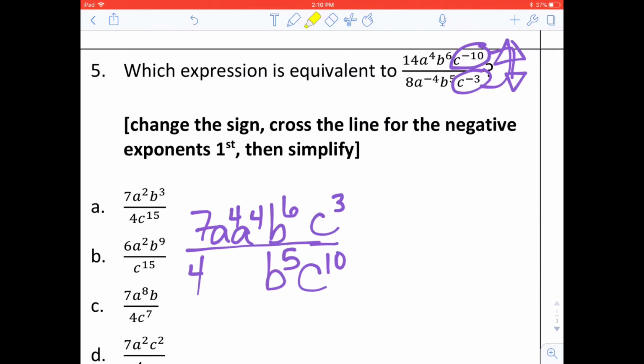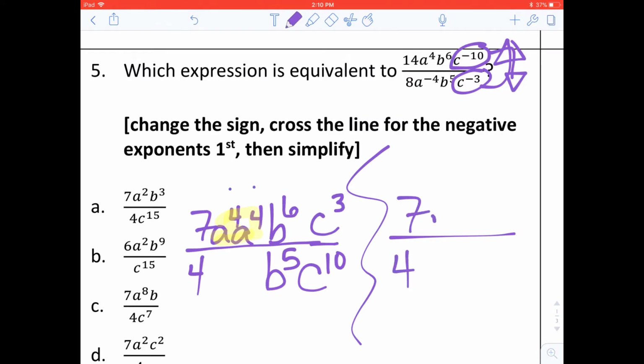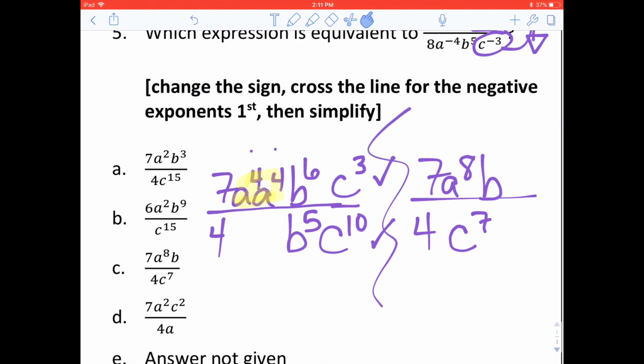Now, we need to go through and combine our a's here. Draw another fraction bar, 7 over 4. A to the 4th times a to the 4th, that's a to the 8th. If I have 6 b's up top and 5 b's on bottom, that would leave me with 1 b up top. However, if I only have 3 c's right here up top, and I have 10 of them on bottom, when I cancel out those sets, that's actually going to leave me with 7 of them on bottom. Then you just simply come over here to your answer choices and match that up, and it looks like our answer would be C.